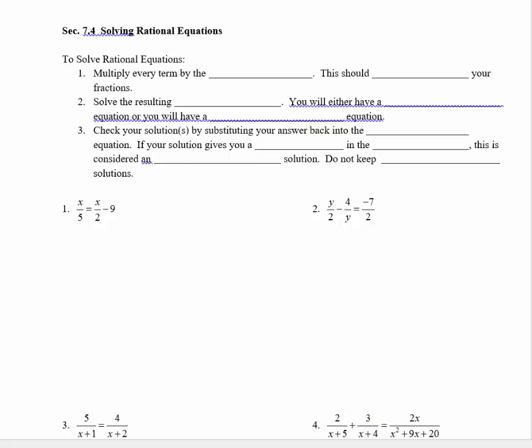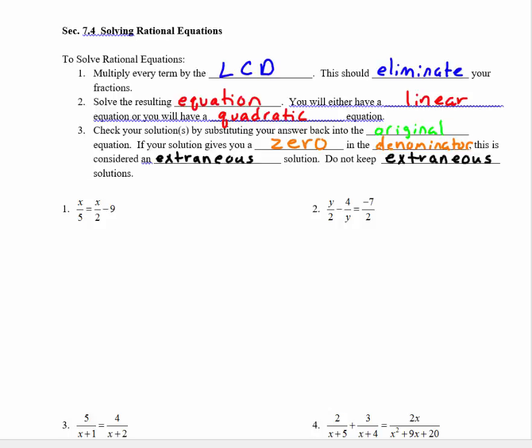So what do we do? We multiply every term by the LCD. This should eliminate your fractions. So we'll find the LCD, we'll multiply every term by the LCD, and that should get rid of my fractions. Therefore, I'll have an equation left. It'll either be a linear equation or a quadratic equation. Important you know the difference.